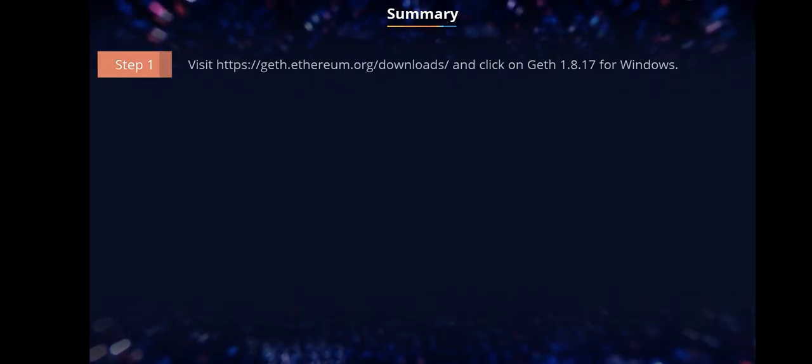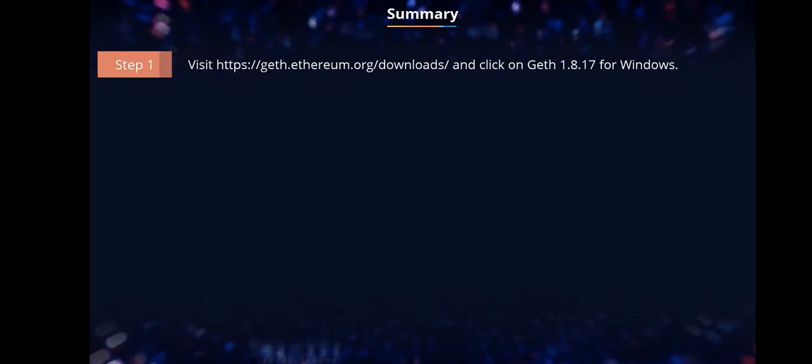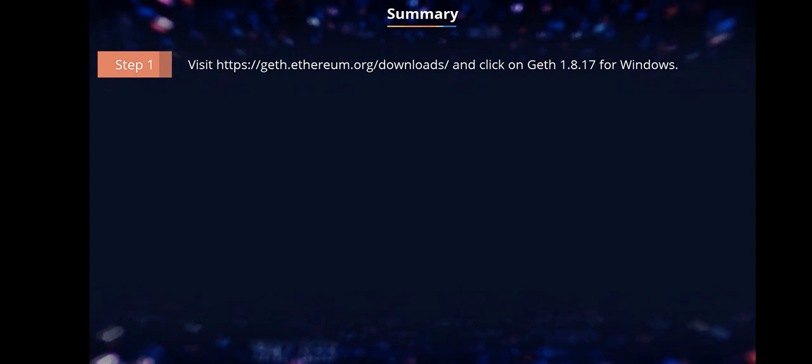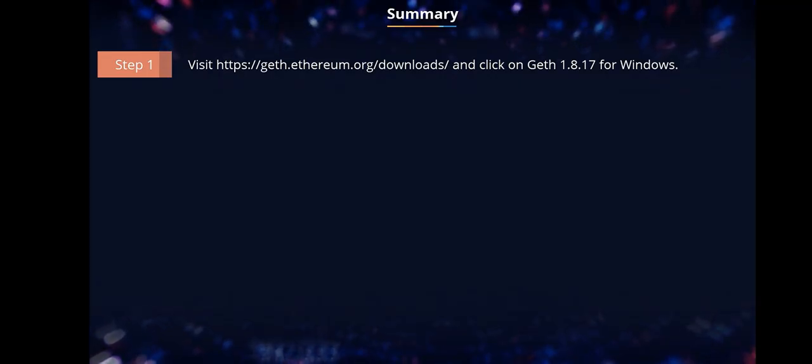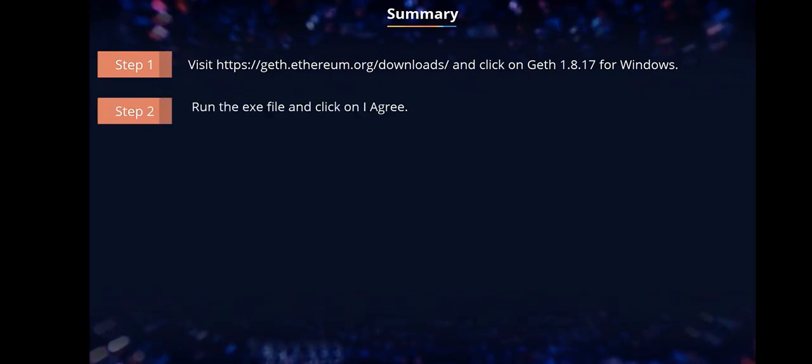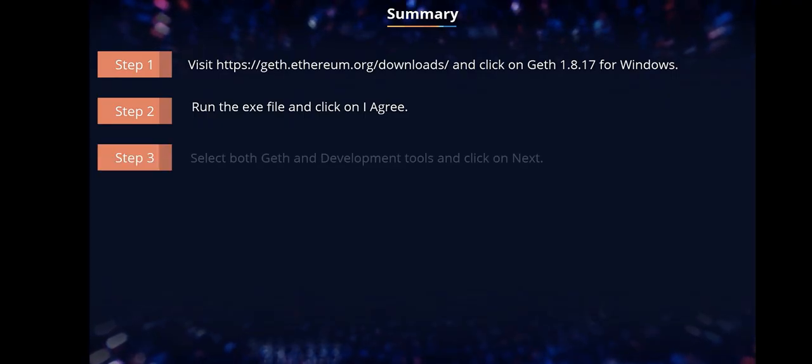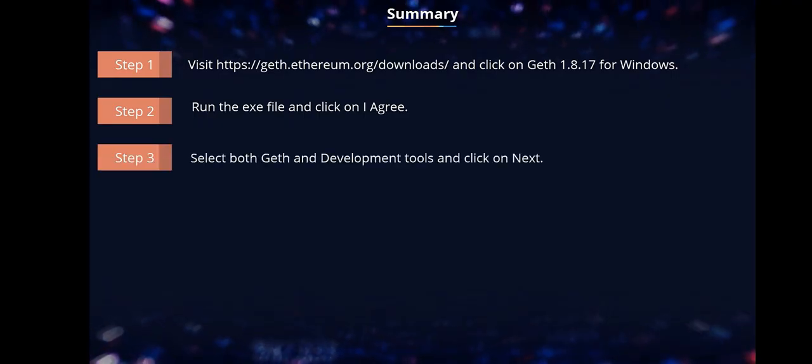Let me also show you the steps to download Geth on your Windows machine. Step 1. Go to https://geth.ethereum.org/downloads and click on Geth 1.8.17 for Windows. Step 2. Run the exe file and click on I agree. Step 3. Select both Geth and development tools and click on Next.